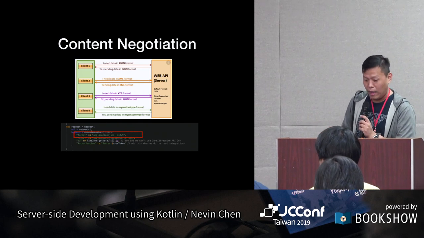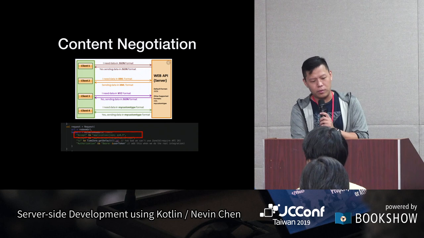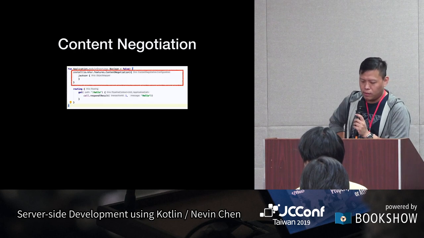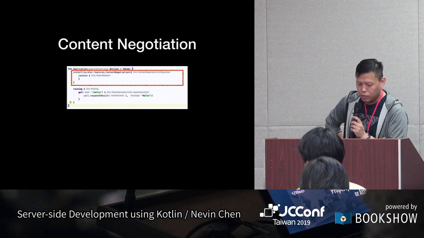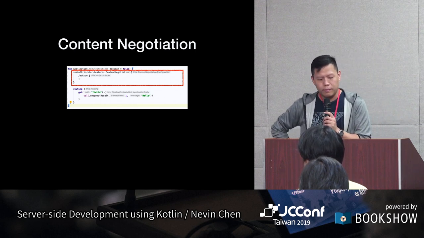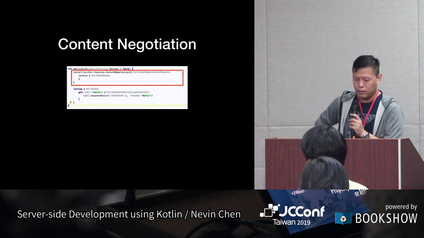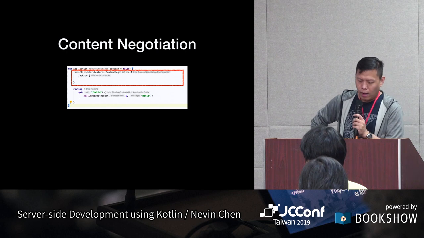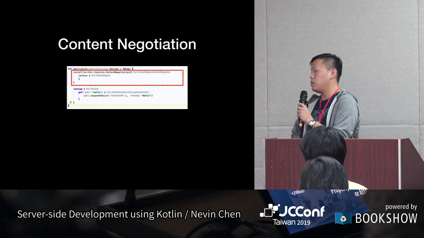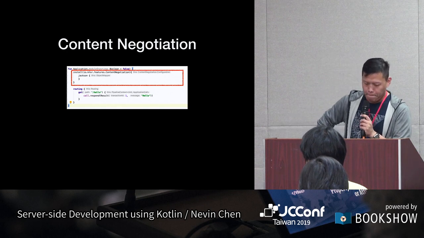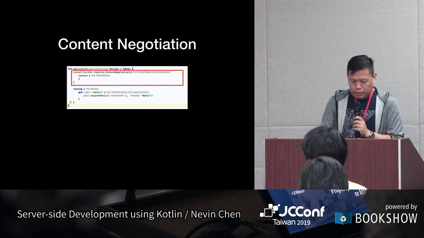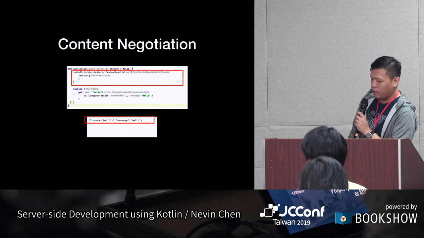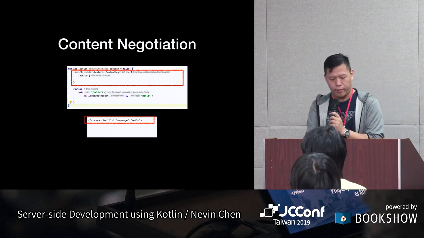So I have to add this feature to my Kotlin server. How do I do it? I add one line saying install a feature called content negotiation. Feature is a very key concept in Ktor: I say I want this feature, and then I say I want to use Jackson to do the serialization and deserialization for me. Okay, that's it. Then I rerun the server again, and I got the POJO that I want.